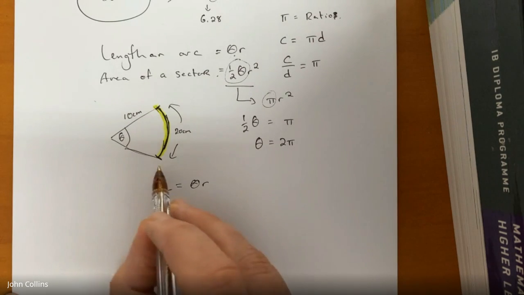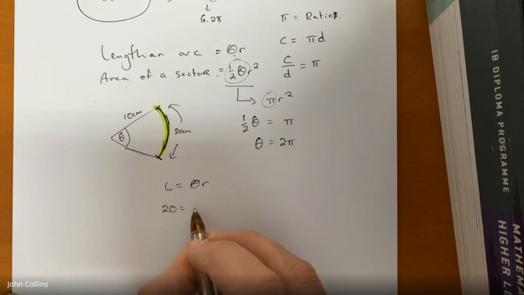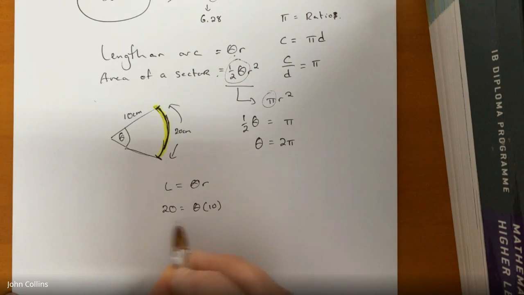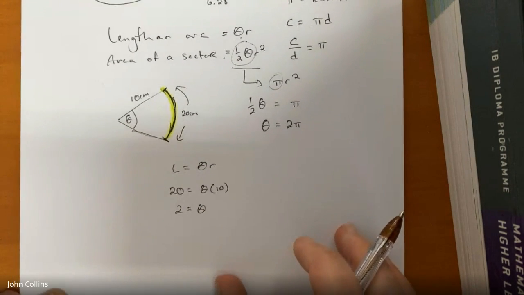L, that is the length of the arc, is 20. Theta is unknown. The radius is 10. So theta in this case would be 2, because it's 20 divided by 10. Okay.